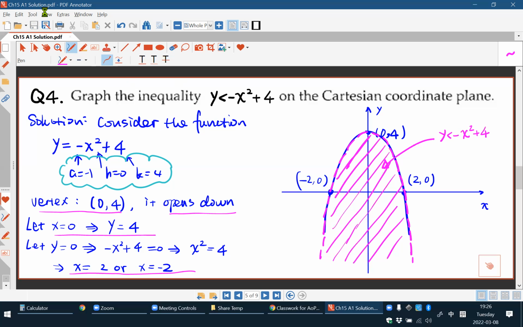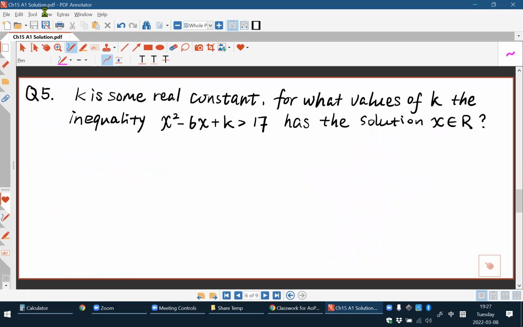Okay, let's see question 5. In question 5, it tells you that k is some real constant. In other words, it's a real number and it's a constant. For what value of k does the inequality x squared minus 6x plus k greater than 17 have a solution x belonging to the whole real number set?